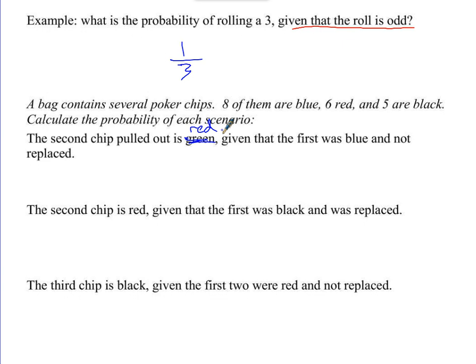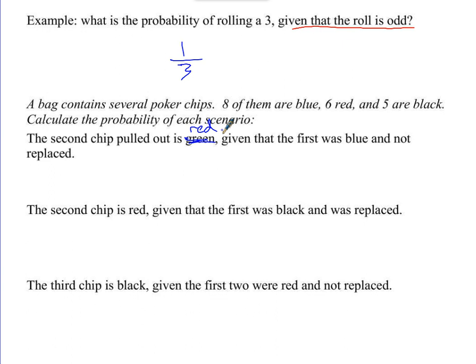The second chip pulled out is red, given that the first chip that you pulled out was blue and not replaced. So this not replaced thing, we have to visualize what that means. It means I didn't put it back, right? So now there is one less blue in the bag, but also there's one less chip in the bag, okay?